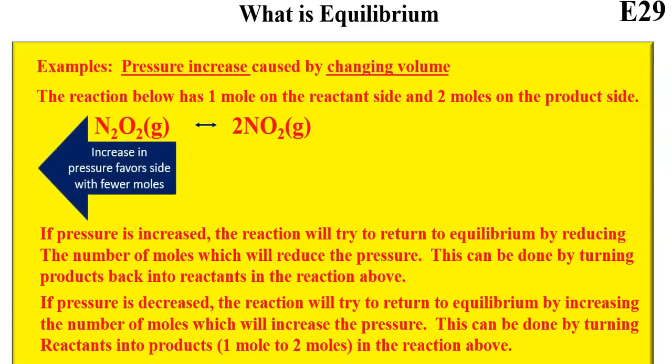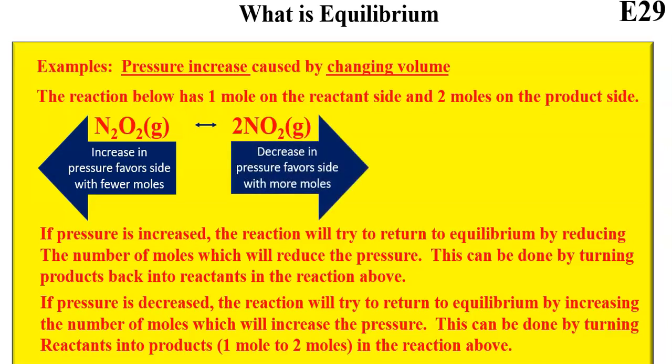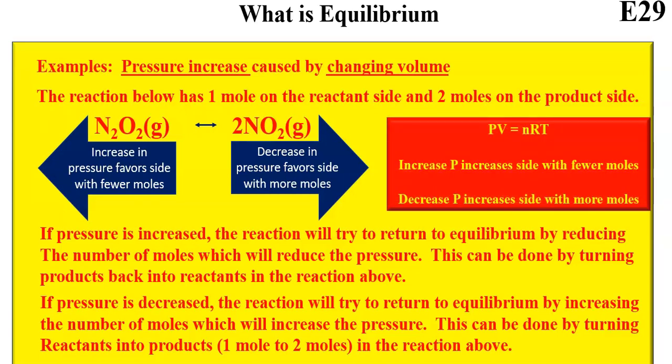So an increase in pressure favors the side with the fewer moles. It's not necessarily the products or reactants that get favored in general. It's which side has the fewer moles when you increase the pressure. And a decrease in pressure will favor whichever side has more moles. So there it is. Increased P favors the side with fewer moles. Decreased P favors the side with more moles.